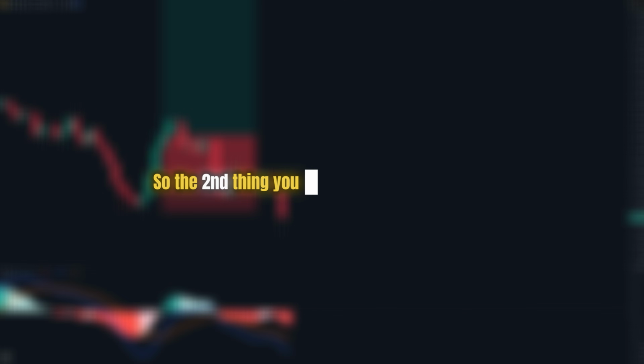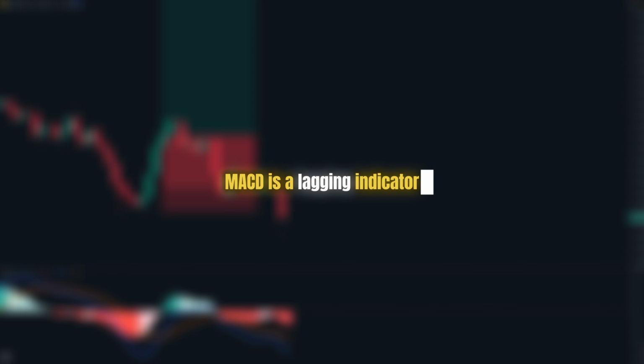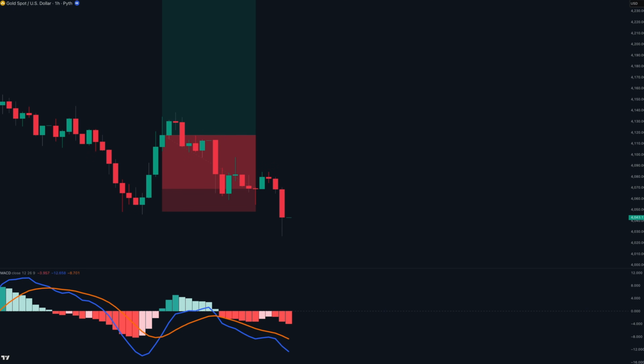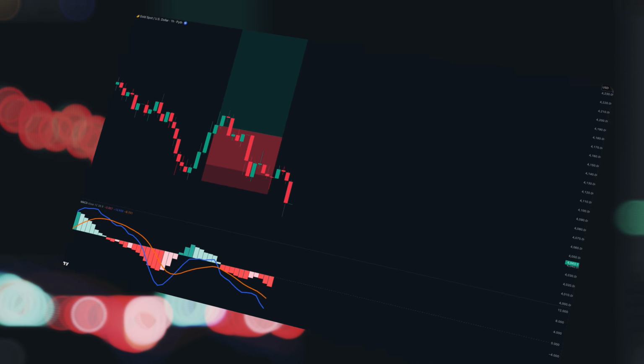So the second thing you need to understand is this. MACD is a lagging indicator. It needs multiple candles to confirm a move, and by the time it confirms, the move is often already done.